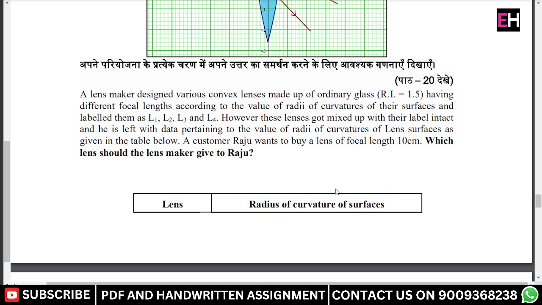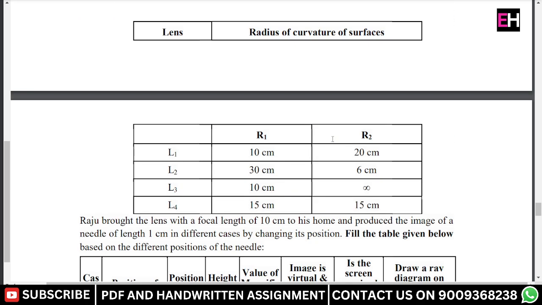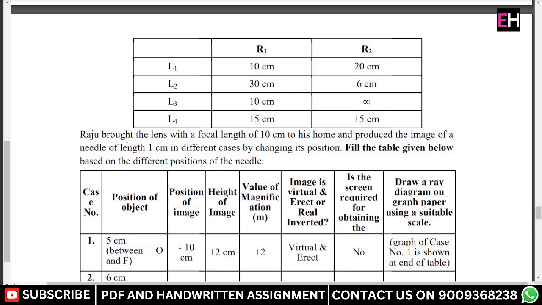A customer Raju wants to buy a lens of focal length 10 centimeter. Which lens should the lens maker give to Raju? The lenses are here and the radii are also given.